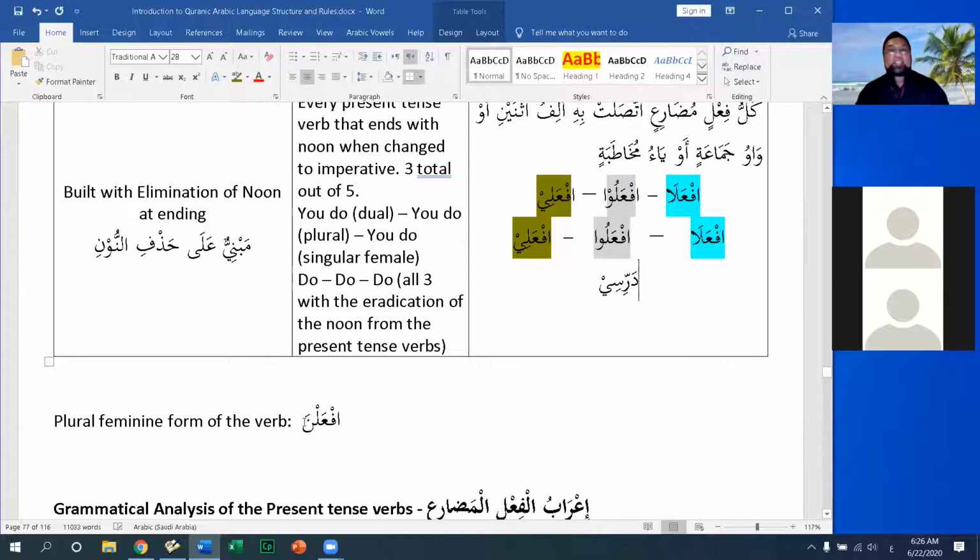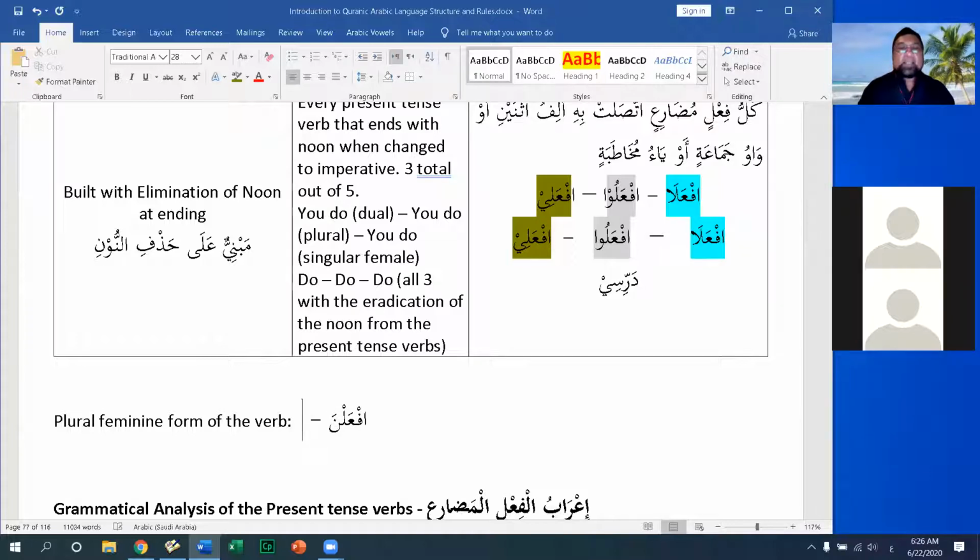If it was this form of the verb, we would say darrisna. So if we give an example of this here, we would say tudarrisna. So this here is tudarrisna.